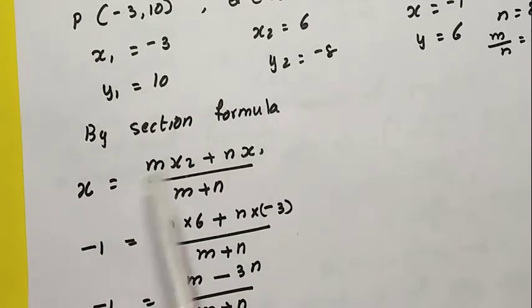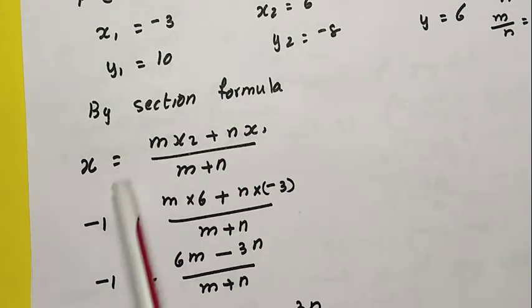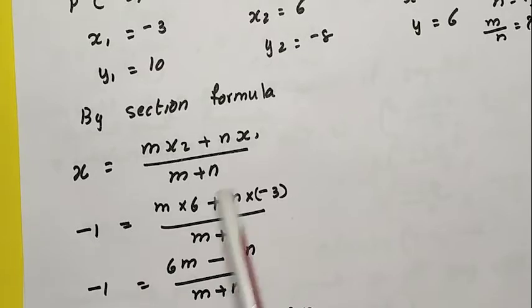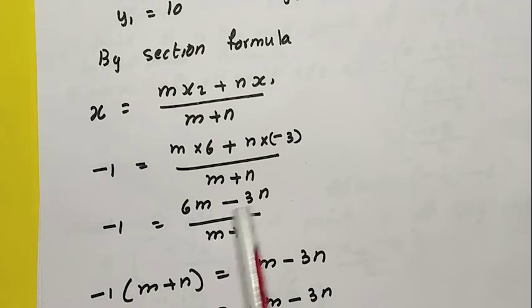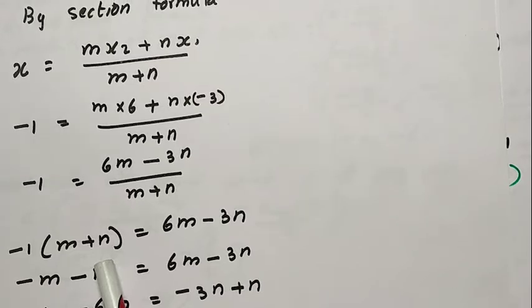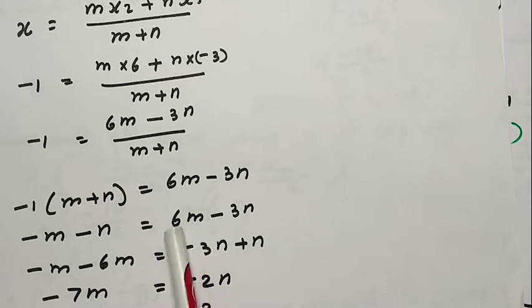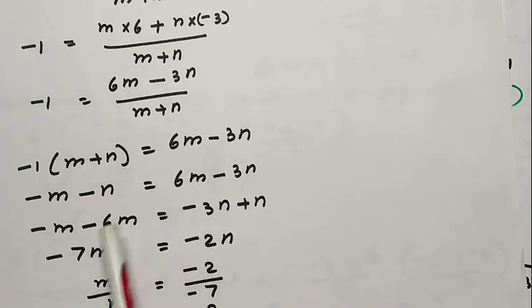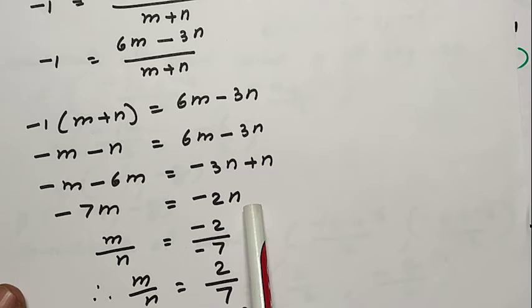So, by section formula, we know the x coordinate. The x coordinate is equal to (mx2 plus nx1) upon (m plus n). The x coordinate is already given as minus 1. So, minus 1 is equal to 6m minus 3n upon m plus n. So by cross multiplication we get minus 1 into (m plus n), that is equal to 6m minus 3n. Open the bracket: minus m minus n is equal to 6m minus 3n. Rearranging the m terms on one side and n terms on the other side. So minus m minus 6m is equal to minus 3n plus n. Therefore, minus 7m is equal to minus 2n. So m upon n is equal to minus 2 upon minus 7.